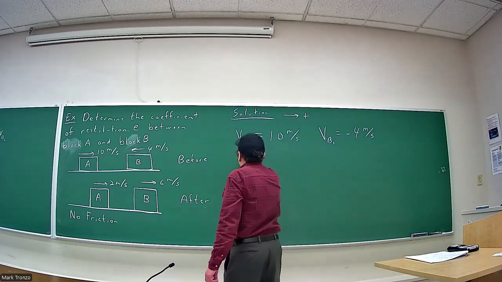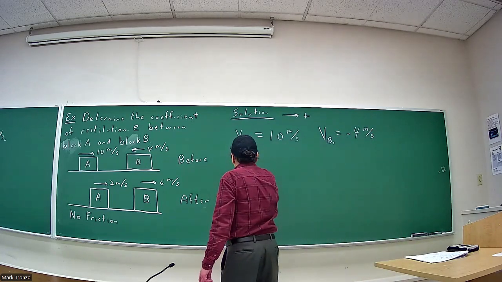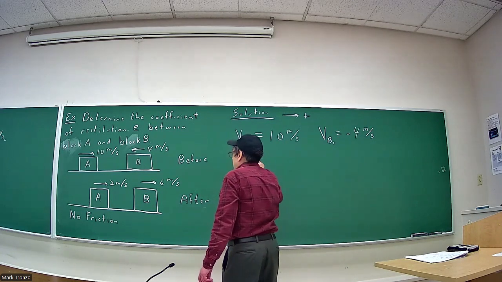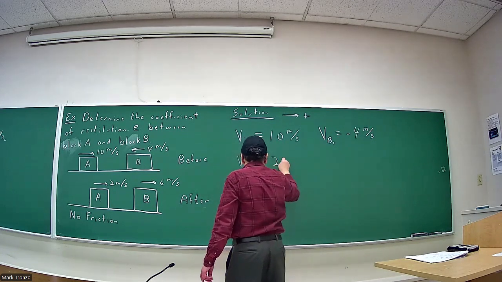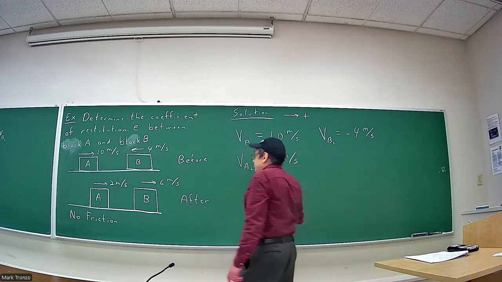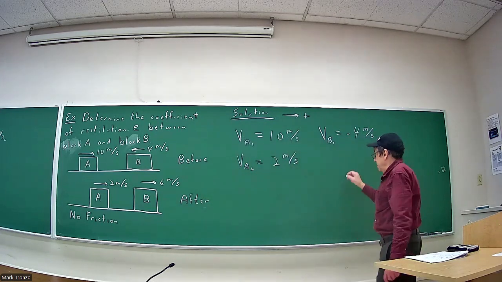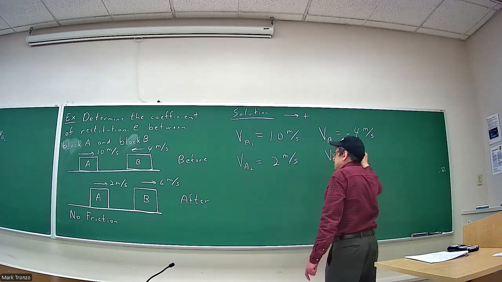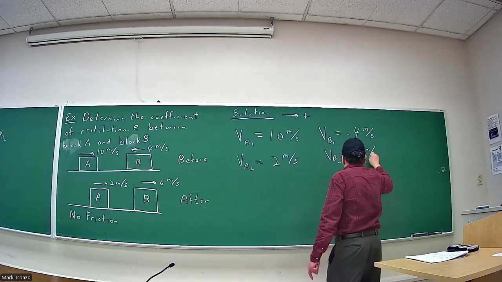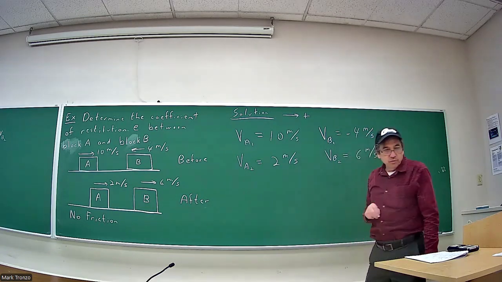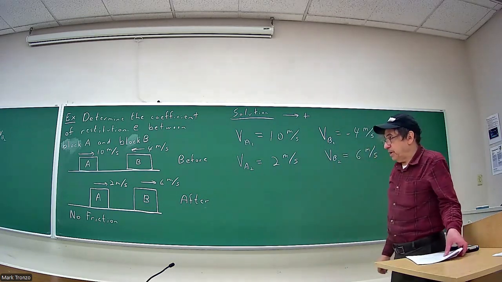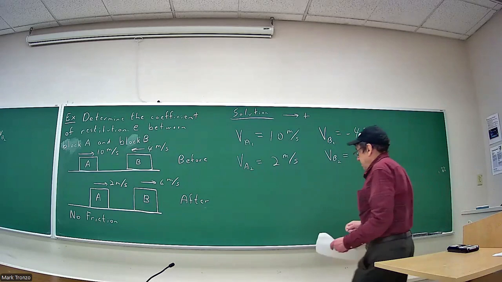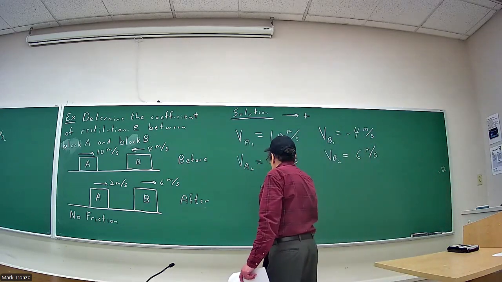Velocity after impact, velocity of A is going to be 2 meters per second to the right. And you see velocity of B is 6 meters per second to the right. So those would be positive. So go ahead and put those into the equation for coefficient of restitution.